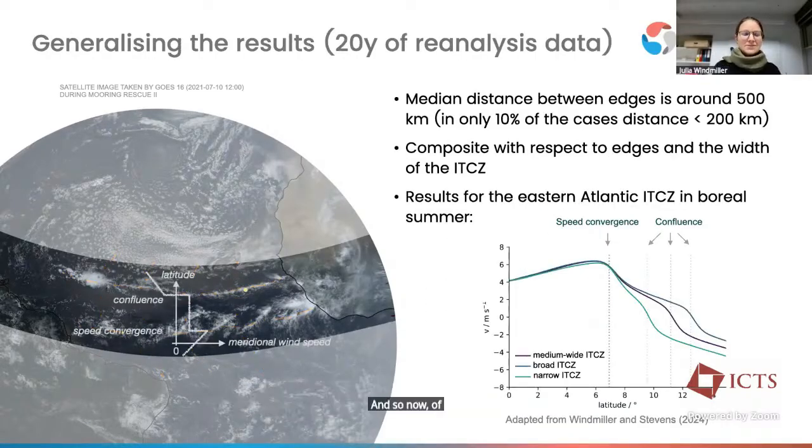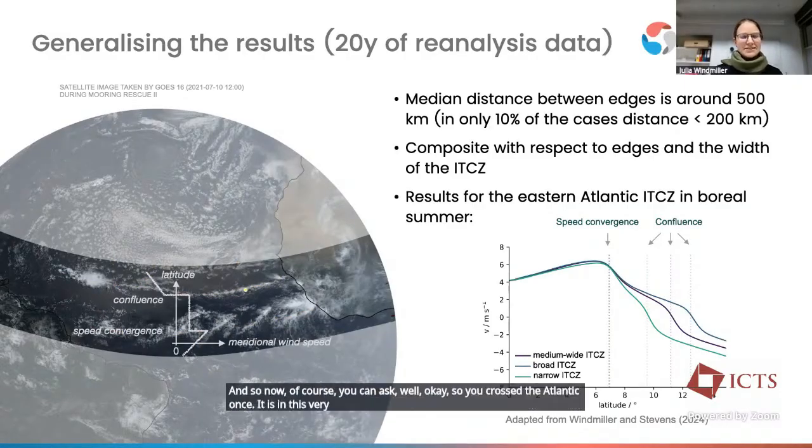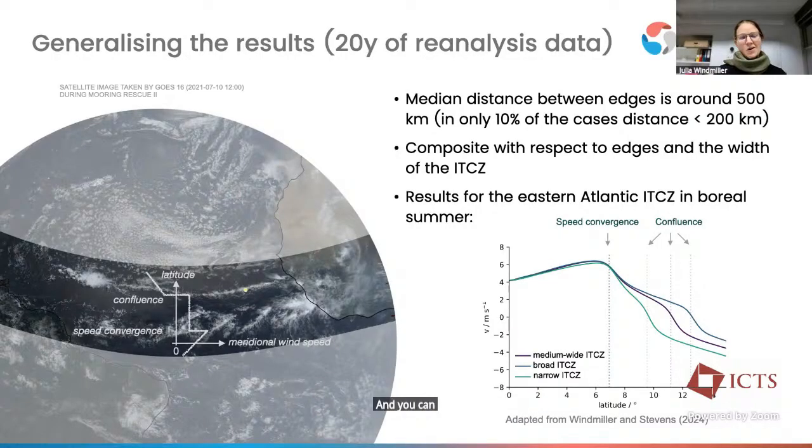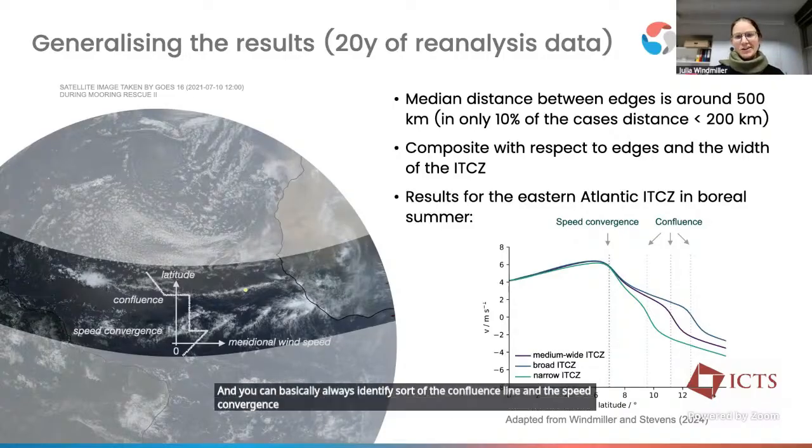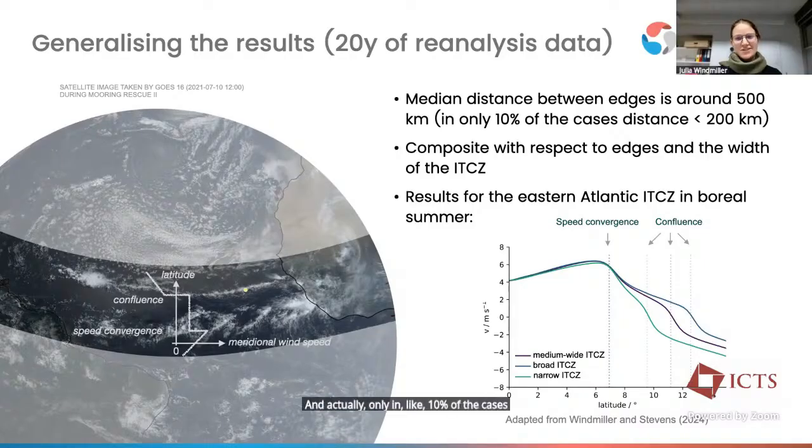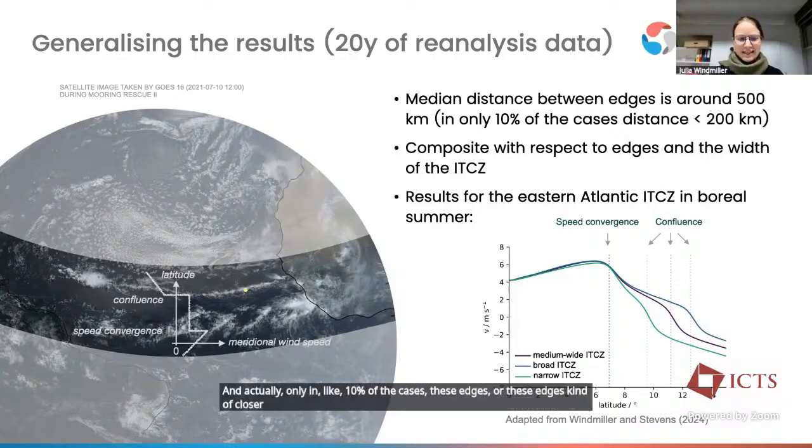And so now, of course, you can ask, well, okay, you crossed the Atlantic once. It is in this very specific state that's maybe a bit peculiar, but how interesting is that? So what we showed is you can actually generalize these results, and you can basically always identify the confluence line and the speed convergence line, and then you can just look at how far apart they are. And what you find is that there's a median distance between these edges, which is around 500 kilometers. So that's a substantial difference. And only in about 10% of the cases are these edges closer than 200 kilometers.